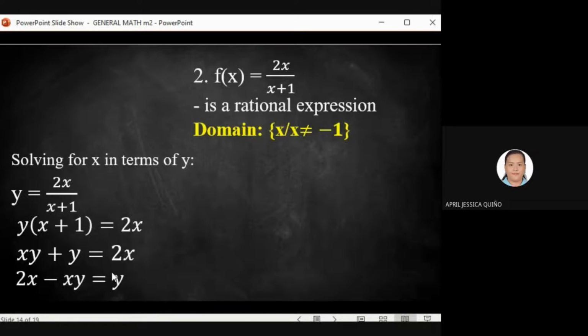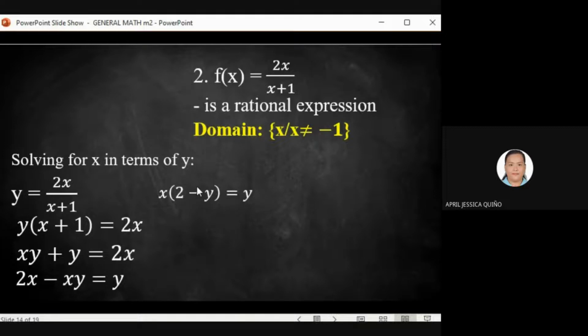And then, 2x minus xy is equal to y. Saan nanggaling to? We actually transpose xy to the other side. So, it will be negative xy. So, 2x minus xy is equal to y. Now, the next step is to factor this one since we cannot add or subtract unlike terms. Okay, we need to factor it out. So ilalabas ngayon natin yung x. Okay, so x times 2 minus y is equal to y.